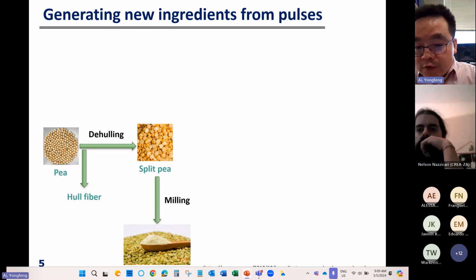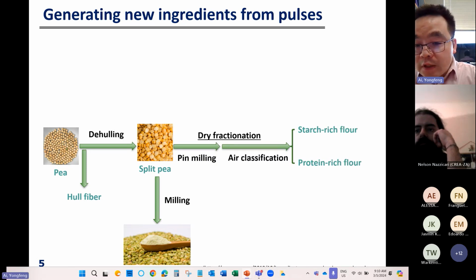First thing we can do is use milling, just a very simple and straightforward method. We can produce the pulse flour, which has a very good nutritional value and a very good functional property. We can use dry fractionation as well. We usually start with the pea milling followed by air classification. This is the most common method we use in Western Canada. And then by using this approach, we can obtain the starch-rich flour and also the protein-rich flour.